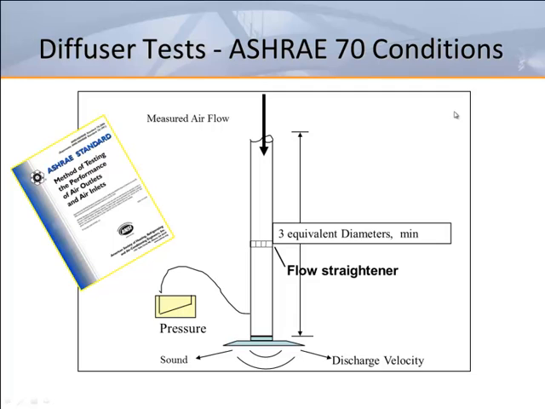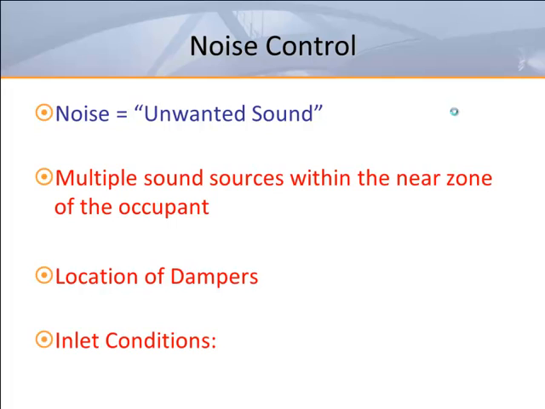ASHRAE Standard 70 prescribes the method of test used by manufacturers for air inlets and air outlets. For sound testing, the standard requires a minimum of 3 diameter equivalents of straight duct with a flow straightener to ensure non-turbulent airstream fills the duct at the entrance to the test device. Since these ideal conditions vary from most field applications, we will look at the impact of common field installations on the room NC. When does sound become noise? The answer is when it reaches a higher level than specified.